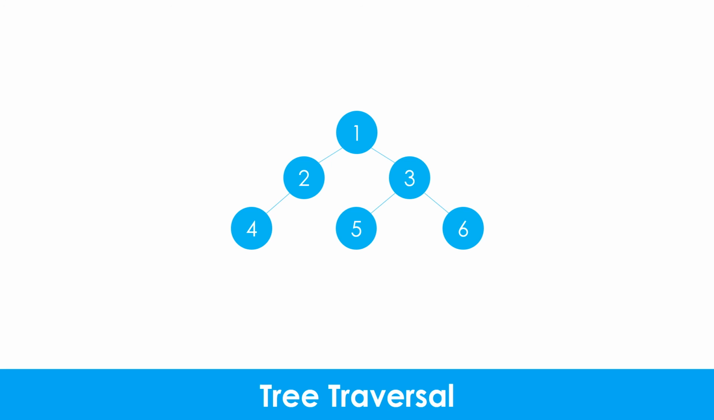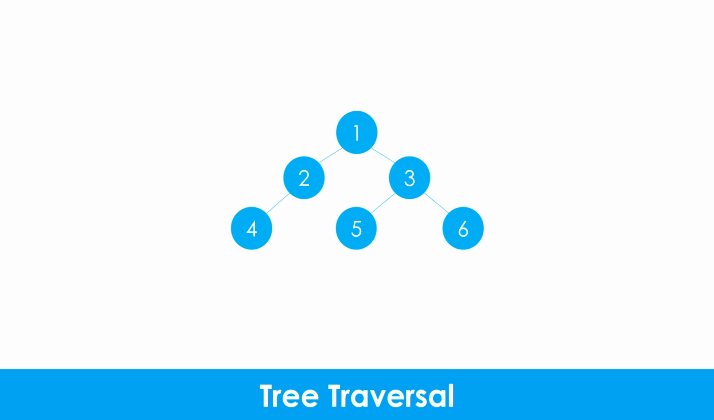For example, we start with the root node, so 1, 2, 4. We've reached the end of that branch, so we work back up and go down 1, 3, 5, work back up down to 6, and we've now completed the depth first traversal.